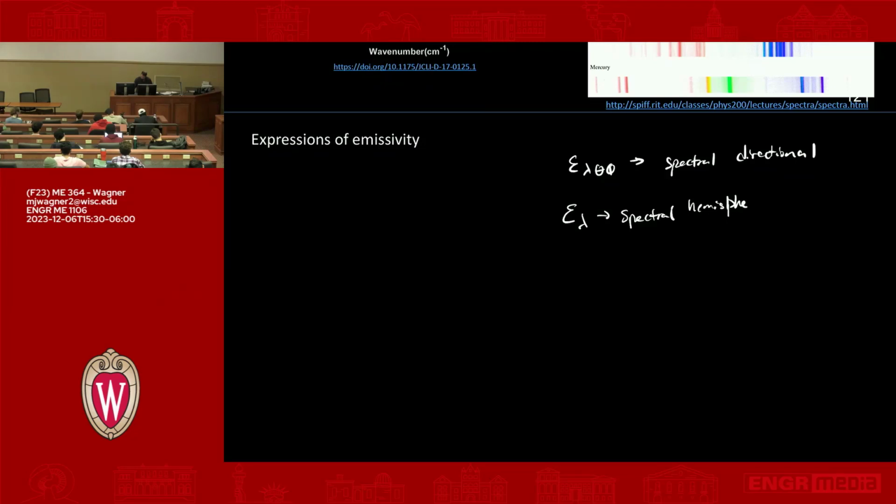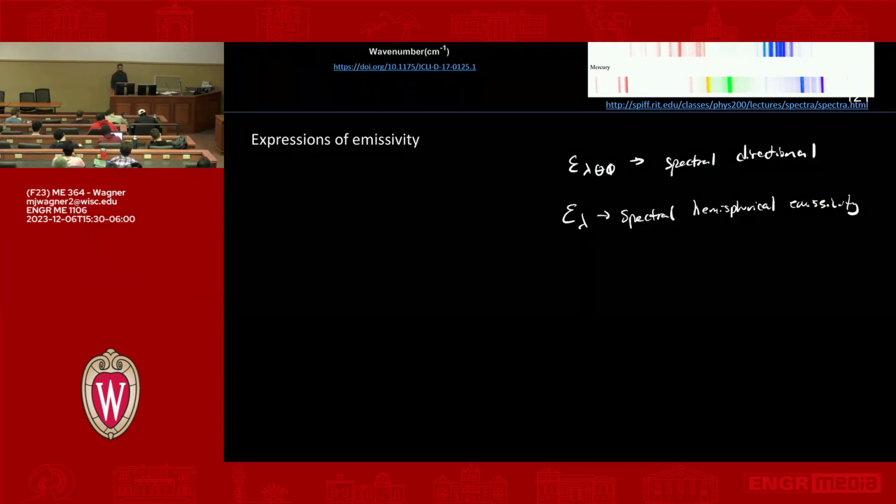Oops, sorry, my handwriting today is a little subpar. Spectral hemispherical emissivity. You can kind of see where the words come from. Spectral means that there's a dependence on the spectrum, on the wavelength. Hemispherical means that instead of looking at a specific direction, you're looking at the total hemisphere around this emitting surface. All right?